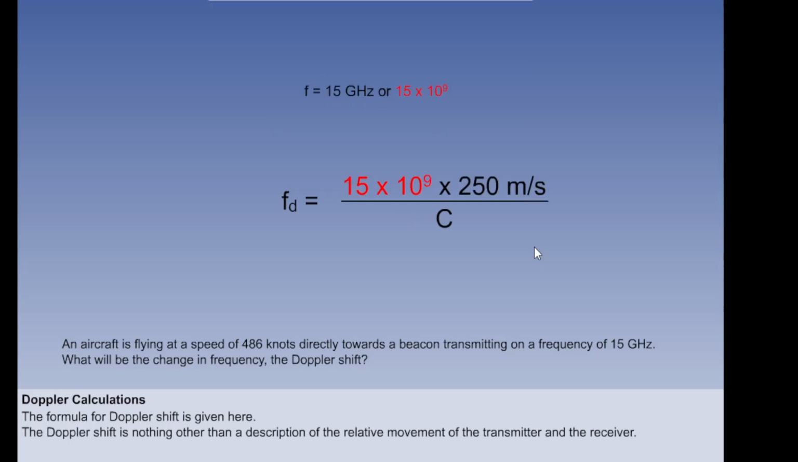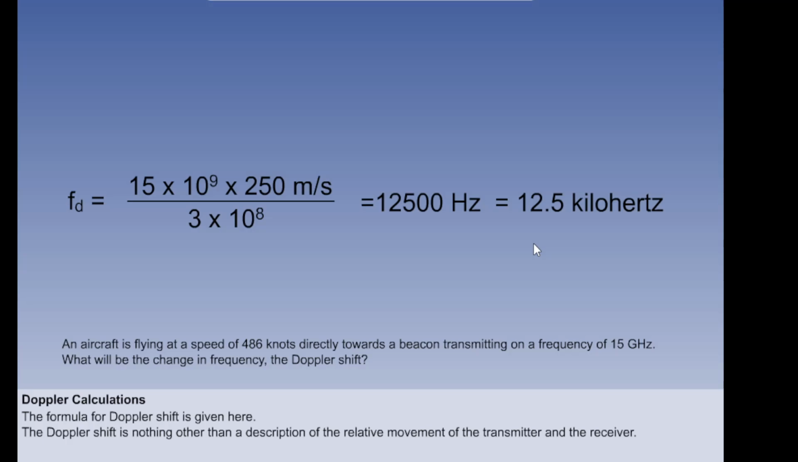The frequency of the transmitter, F, is given as 15 gigahertz, written as 15 times 10 to the power of 9. The speed of light, c, is written as 3 times 10 to the 8th. If we put this all together, there is a Doppler shift of 12.5 kHz.